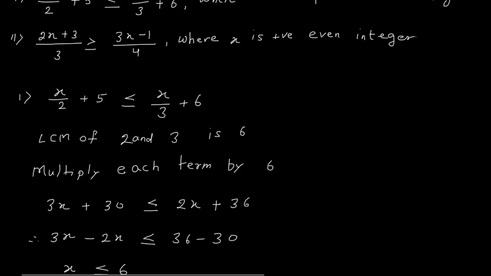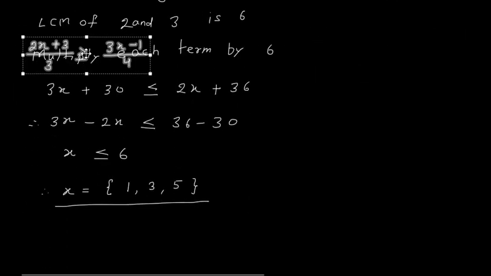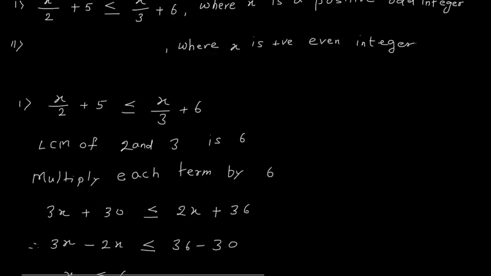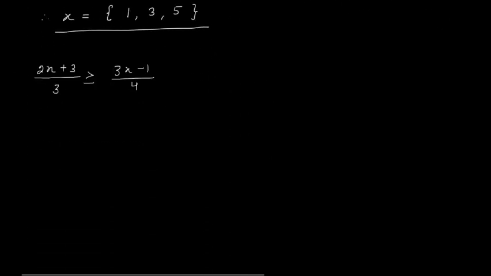And then part 2 we have (2x plus 3) divided by 3 is greater than or equal to (3x minus 1) divided by 4. Okay, just take it down. I will drag this problem. Now here x is an even integer. So this is our second part, second problem.